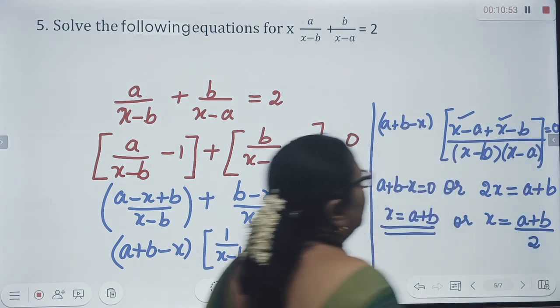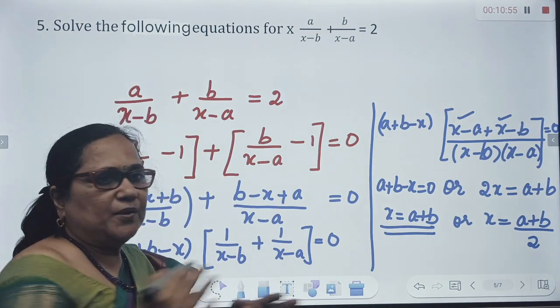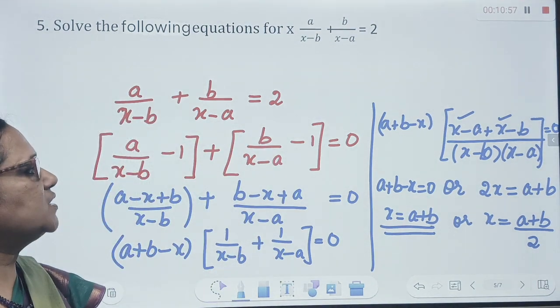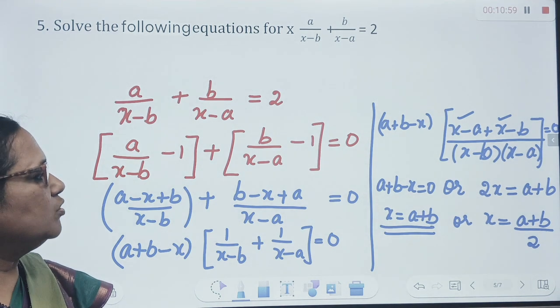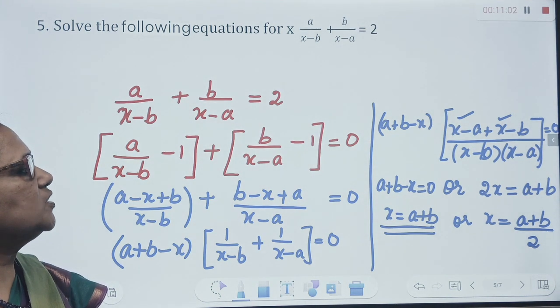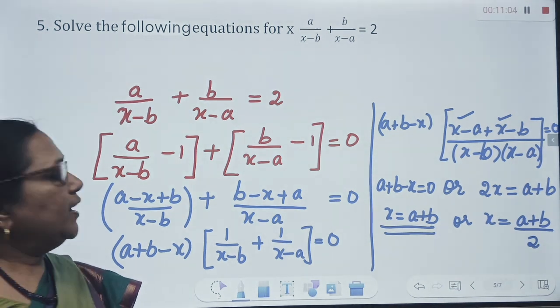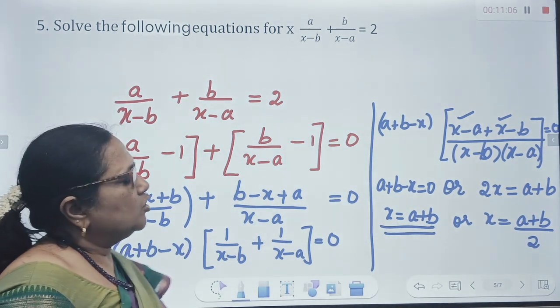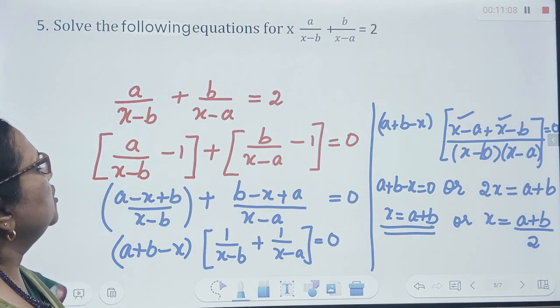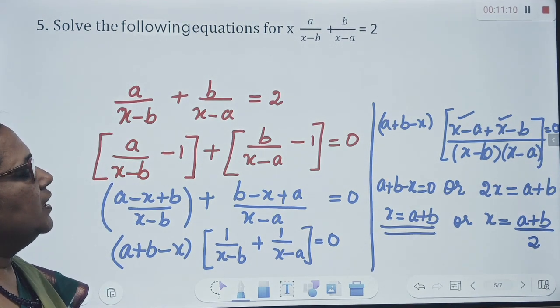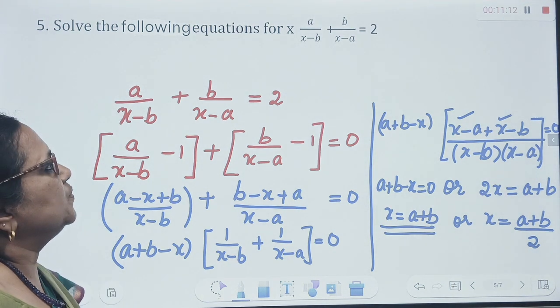2x minus of a plus b. So I have taken a plus b to the other side. 2x minus a minus b equal to 0, which means 2x minus of a plus b is 0. A plus b I have taken to the other side, so you get x is a plus b by 2. So the two possible solutions are a plus b or a plus b by 2.